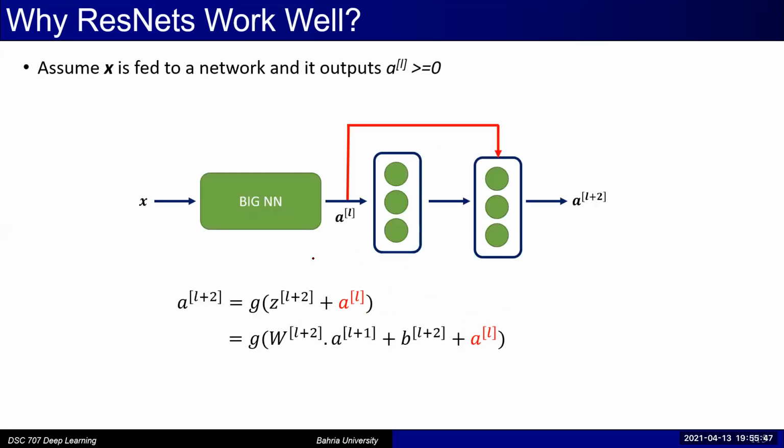Okay, now let's see what is actually happening. Now A of L plus 2, which is this, is actually the activation function applied to Z of L plus 2, which is coming from the main path like this, and then this A of L, which is coming from this shortcut path, right? Just like we said previously. Now this Z of L plus 2 is actually weights multiplied by activation plus bias, right? So we have just expanded this term just like we did previously.